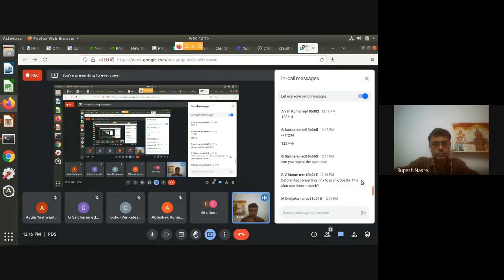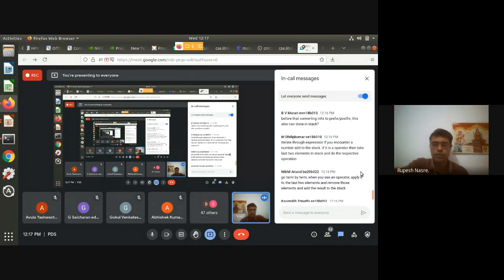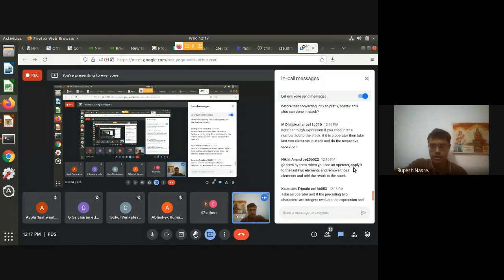Okay, Murari says before that, converting infix to prefix or postfix can also be done with a stack. Yes, it can be done with a stack. That is correct. That is the conversion of infix to postfix. Can that be done using a stack? Yes, I think I will have some slide on that. But if not, yes, it can be done.